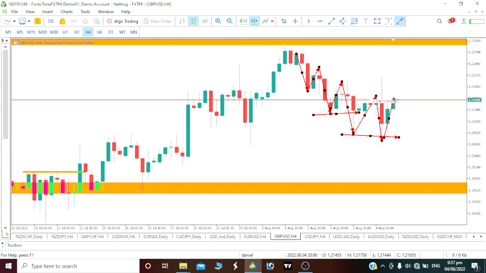Now we can see this pullback. What are we waiting for again? Another impulse move downward on our pound. That is why I said we are very likely to go bearish on our pound to our USD. So watch out for that. Let's try to short this pound USD.